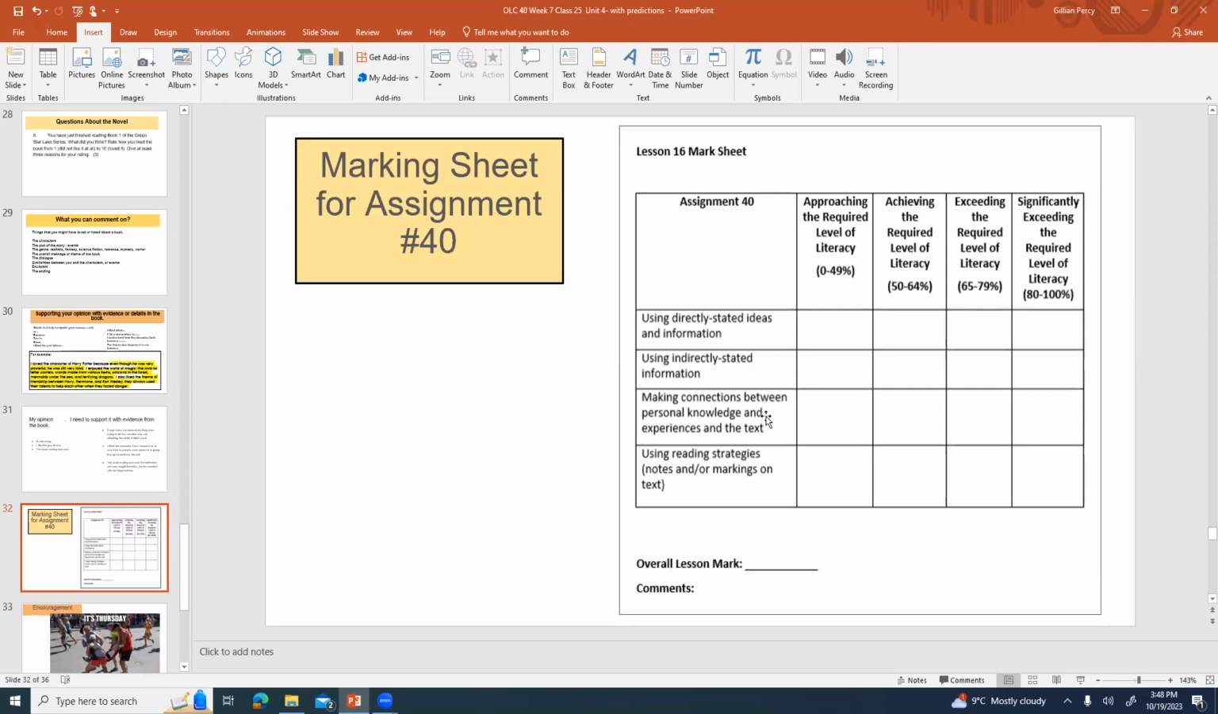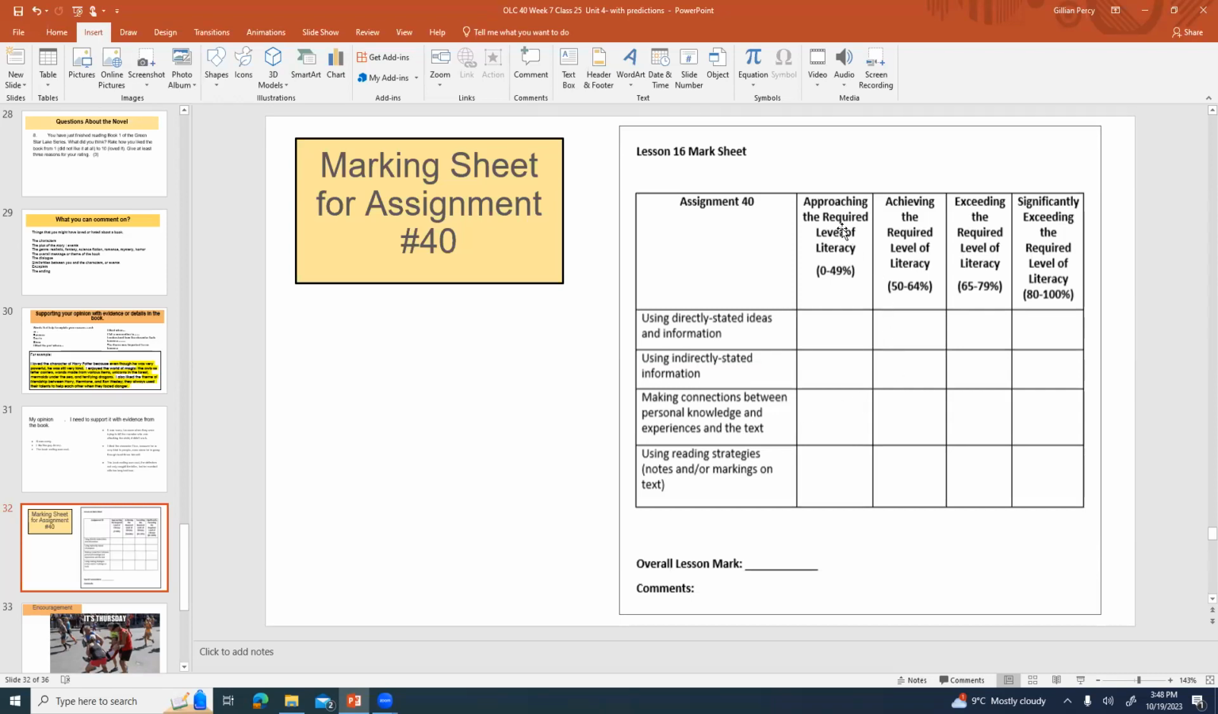Making connections between personal knowledge and experiences and the text, giving our opinion, but supporting it with the text. Using reading strategies, notes and or markings in the text. You do not need to go through the text and make markings. Using reading strategies is all those things that we were doing: making connections, making predictions, close reading, skimming for information. If you're answering these questions well, I guarantee you are using these reading strategies, okay?